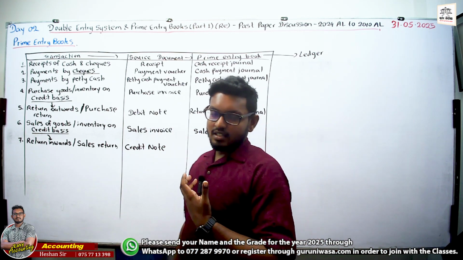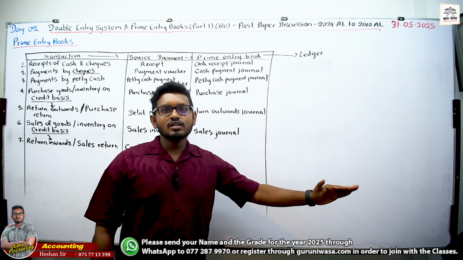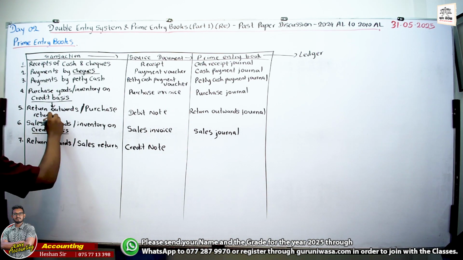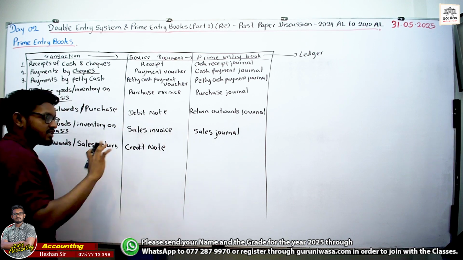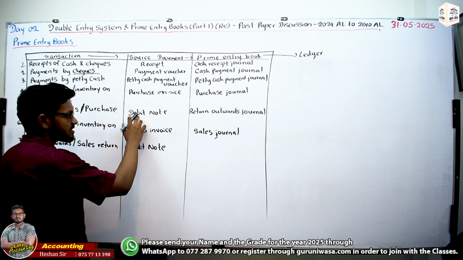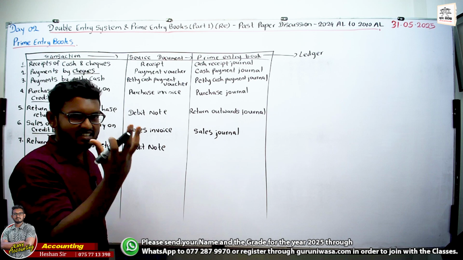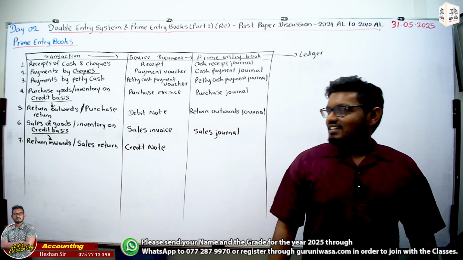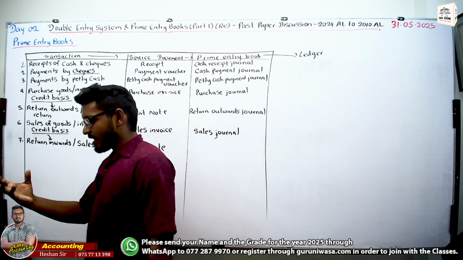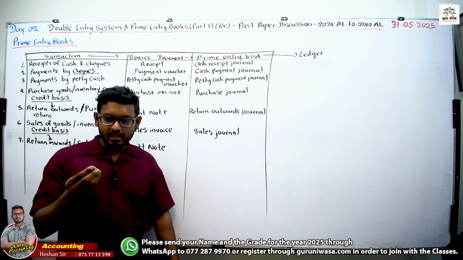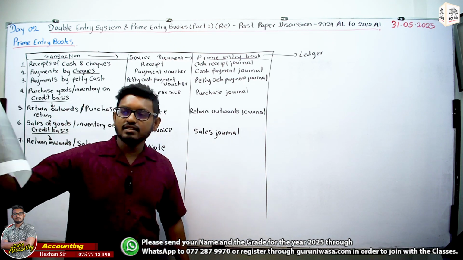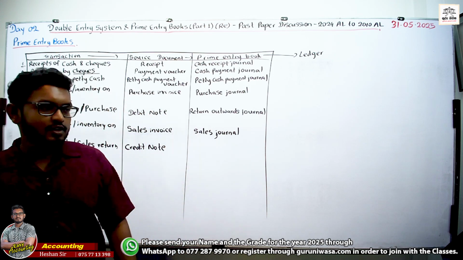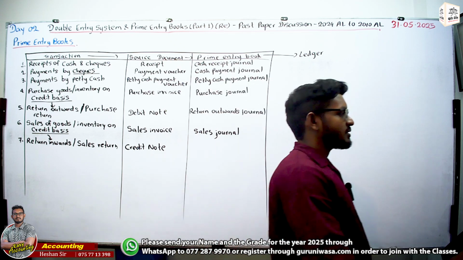So when we return goods to the suppliers, credit basis return, right? We prepare a debit note. This debit and credit is not the debit and credit concept, this is a note. It's just a piece of paper like this. Clearly, right? Send me a thumbs up.